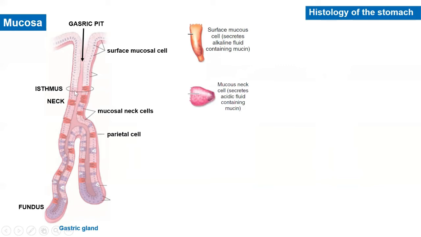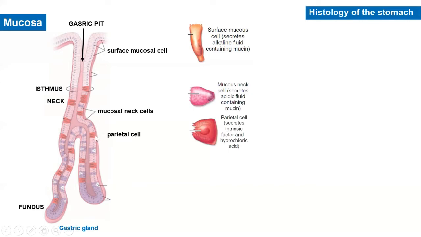Along the isthmus, there are stem cells. Stem cells are those cells that reproduce other cells, mainly present along the isthmus, and they go upward and replace the surface mucosal cells. It requires about 4 to 7 days; that is the turnover time. Some cells grow downwards and replace the cells of the gastric gland, but their turnover time is longer than that of the mucosal cell.